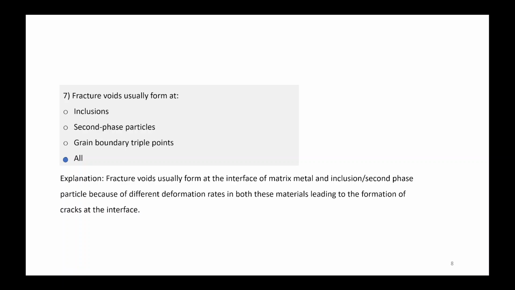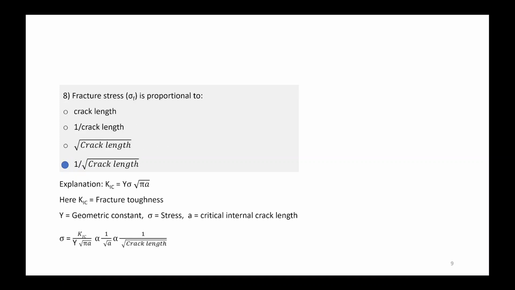Fracture voids usually form at inclusions, second phase particles, grain boundary triple points, or all. So your answer will be all. Fracture voids usually form at the interface of matrix metal and inclusion or second phase particles, because of the difference in deformation rates in both these materials, leading to formation of cracks at the interface. Again, fracture stress is your sigma F here. So using this you can find that sigma will be proportional to 1 upon root crack length.